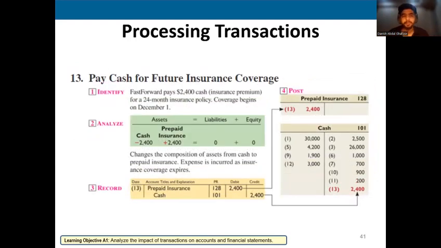Now, 13, pay cash for future insurance coverage. Now, if I am paying for future insurance coverage, it will be giving me future economic benefit. You remember one thing? It's an asset. Okay? So it's prepaid insurance. It's $2,400. Prepaid insurance is your asset. It increased by $2,400 and cash decreased by $2,400. Again, in the T account ledger, we can see cash is decreased or credited by $2,400 and prepaid insurance, a new account head, is $2,400 on the debit side.